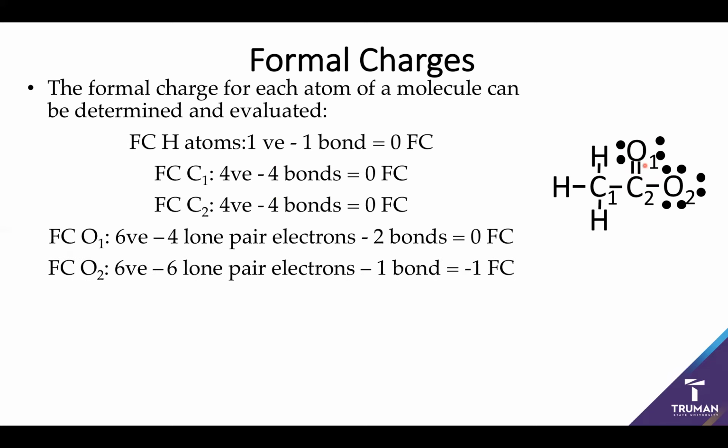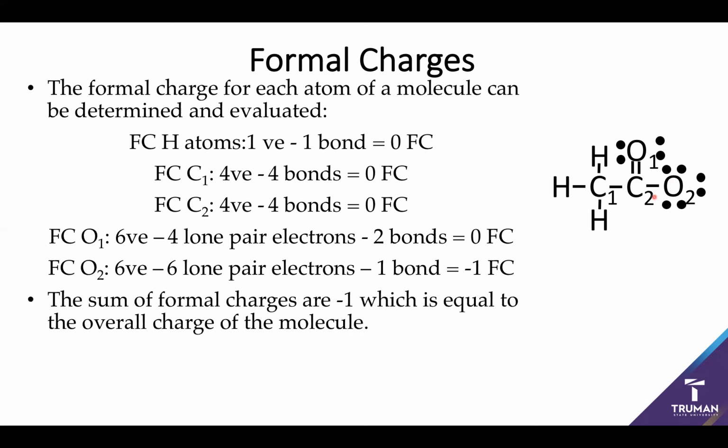Now let's take a look at our last oxygen atom. All oxygen atoms have 6 valence electrons. In this case, we have 6 lone pair electrons and 1 bond, so I have a -1 formal charge. Not necessarily great, but remember, our acetate has an overall -1 charge, and so somebody has to bear that -1 charge. In this case, it's the oxygen atom. All of our formal charges added together give us the overall charge of the molecule, so this is looking pretty good.